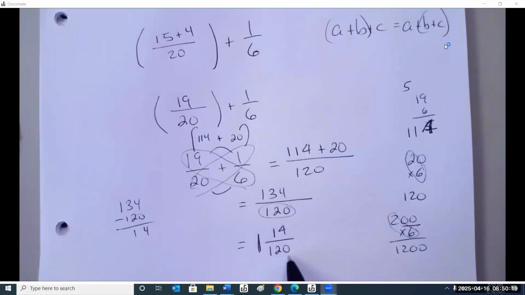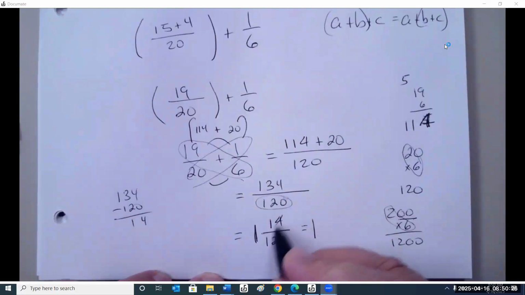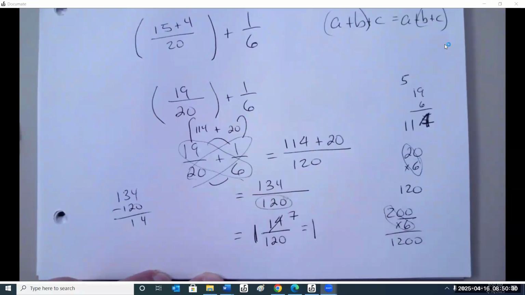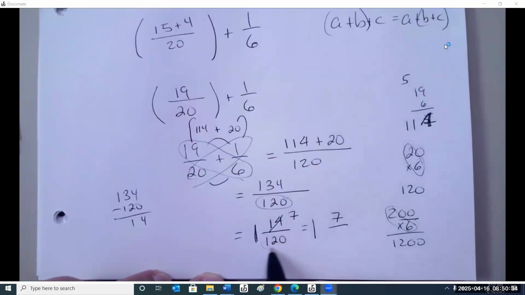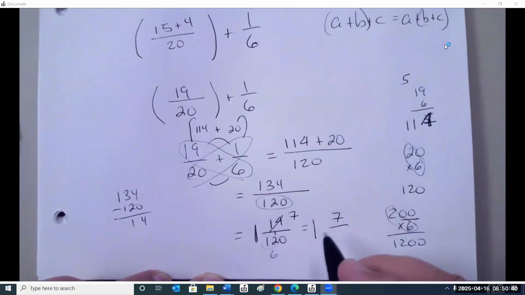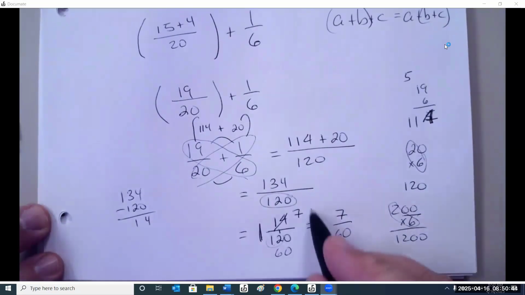Can that be simplified? Yeah, because they're both even numbers. So we have 2 goes into 14 how many times? 7. 2 goes into 120 how many times? 60. So there's your answer.